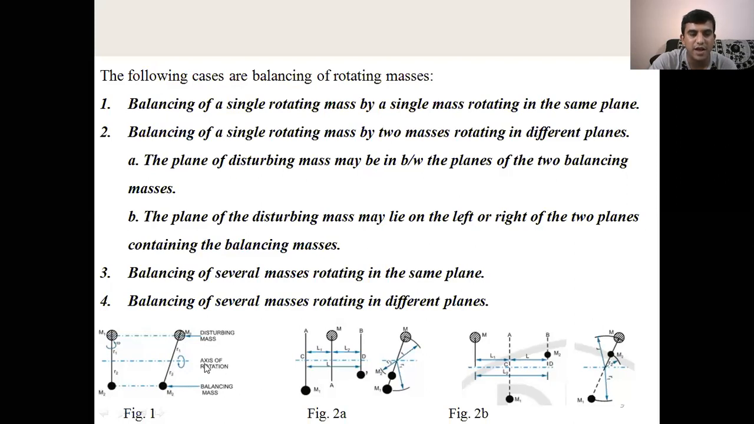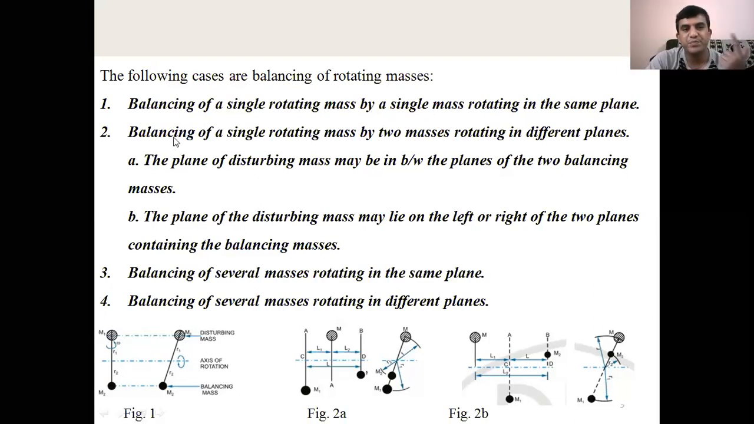This is the axis of rotation. Then how do you make it balance here? This is a front view, and this is a side view. We attach one more mass, a counter mass or balancing mass, opposite to the disturbed mass in the same plane. That is the first condition: balancing of a single rotating mass by a single mass rotating in the same plane. This is case number 1.